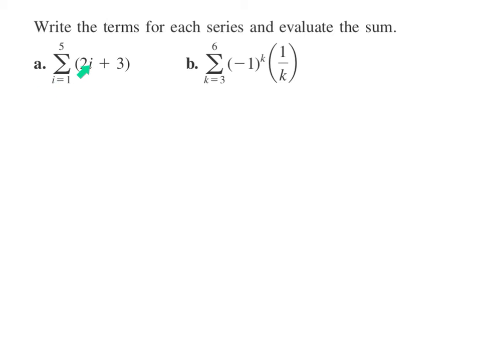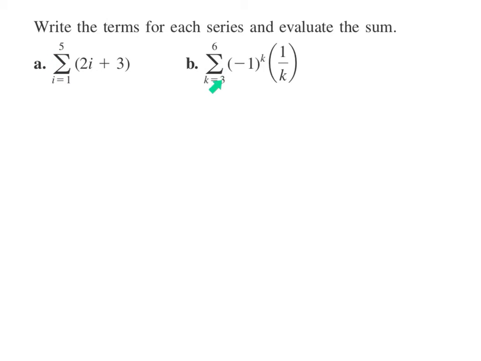Hopefully you didn't look at this i and think of the imaginary number, because that's not what it is. i is the index. So anyway, as an aside, in case you saw that and were trying to figure out how to do that one. So here's what we're going to do. We're going to find the first, second, third, fourth, fifth terms and add them up. That's all that this really means.